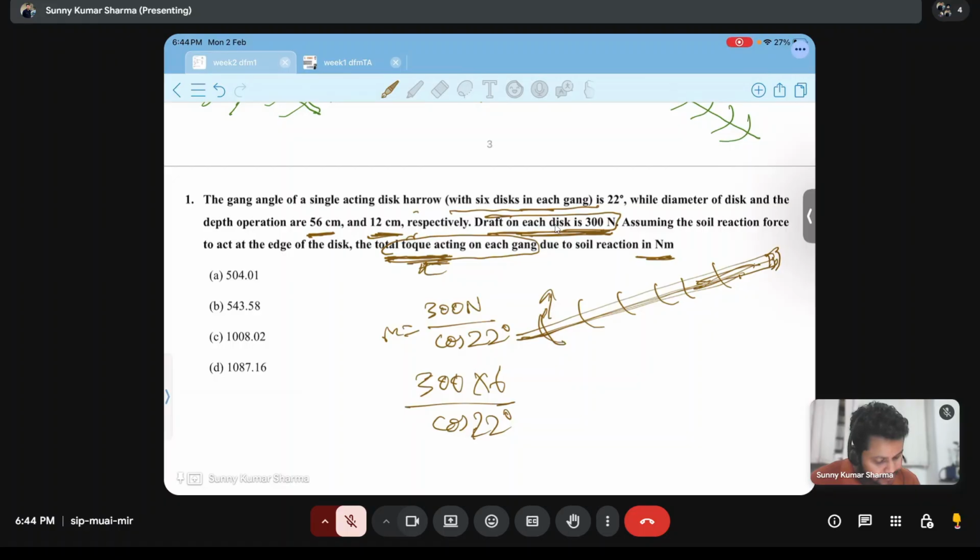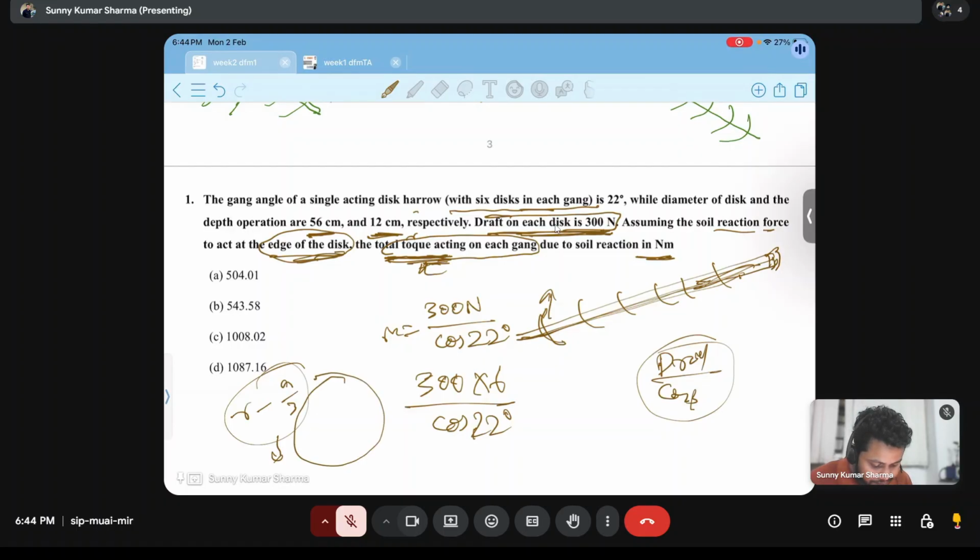And at how much distance will this force act? This draft by cos beta is acting at how much distance? At the tip. If this is not given, assuming the soil reaction force is acting at the edge of the disc, then we would have to use that formula, R by a minus 3 something, which we discussed earlier. But it is saying that this force is acting at the edge of the disc. So edge of the disc means this is the disc diameter, and at this point it is acting, and the shaft is here.